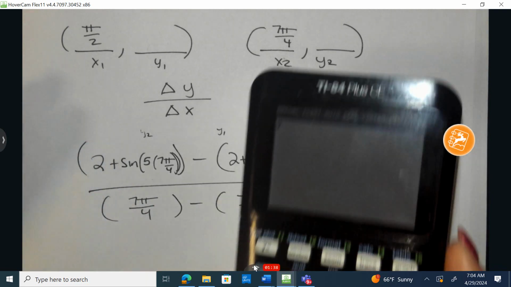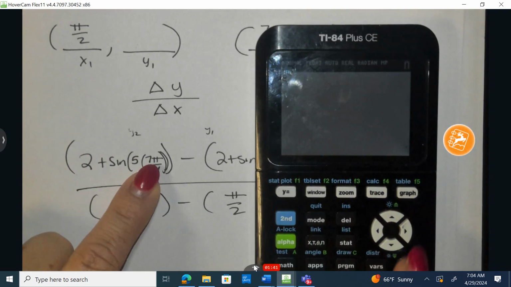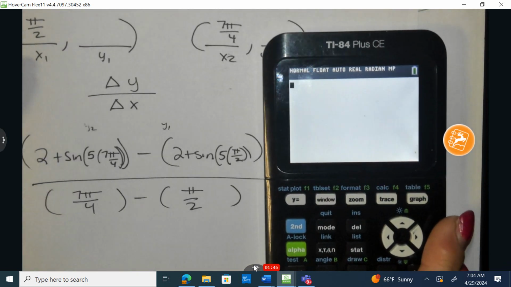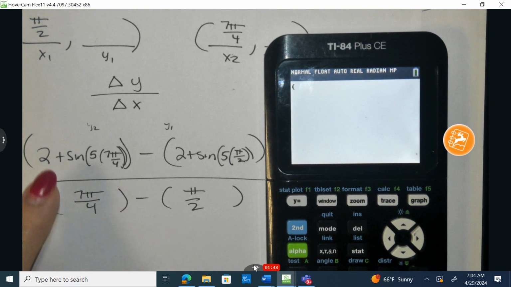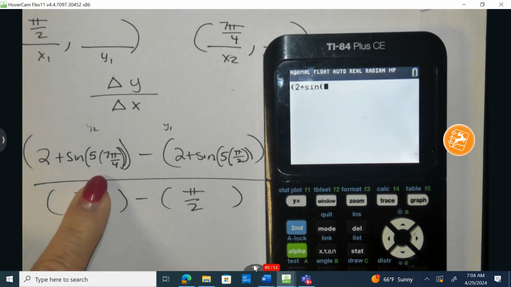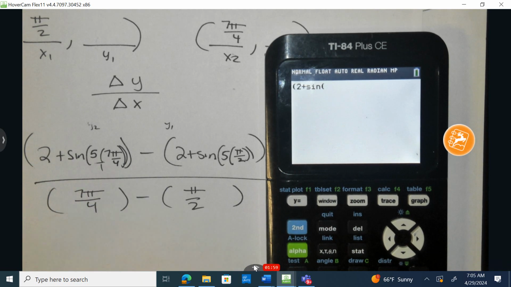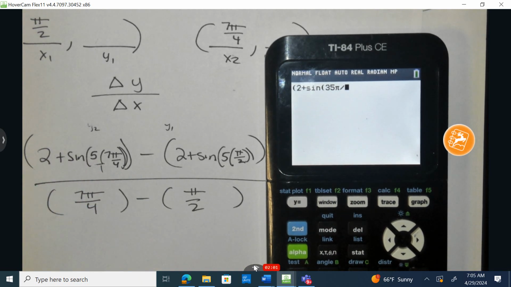The next thing I'm going to do is grab my calculator, knowing that I'm looking at the pi symbol. I need to make sure that I'm in radians. And then I'm going to get started. So let's figure out just the numerator first. So here is my first one. It's going to be 2 plus the sine. And then in this position, if I think about this real quick, this is going to be 35 pi over 4. 35 pi divided by 4. And I want to subtract the same quantity, 2 plus the sine. Okay, and over here it's going to be 5 pi over 2. 5 pi divided by 2. Okay, that's the numerator, and I'm going to press enter.